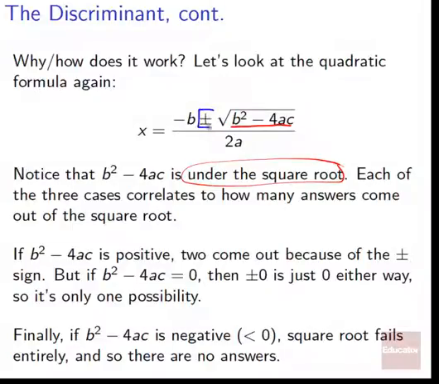We've got this plus or minus here. So if b squared minus 4ac is positive, 2 are going to come out because of the plus or minus, right? If we've got square root of 4 in there, then we've got plus 2 and minus 2. Square root of 4, 2. So we've got plus or minus 2. So we've got a plus version and a minus version. That's 2 different worlds, so we get 2 different answers.